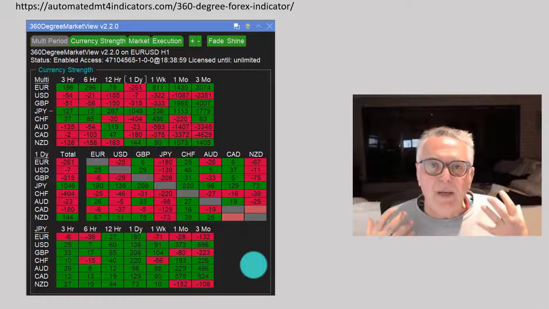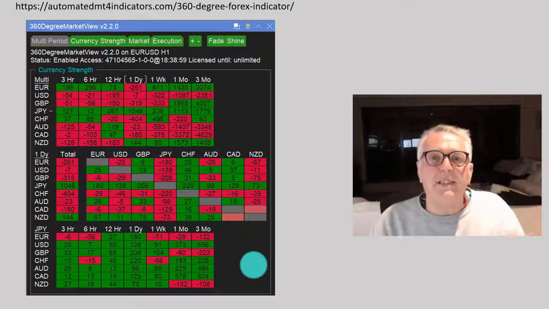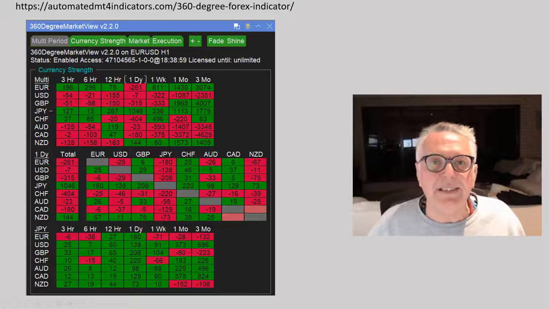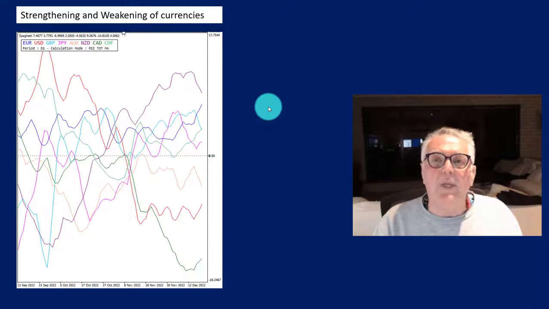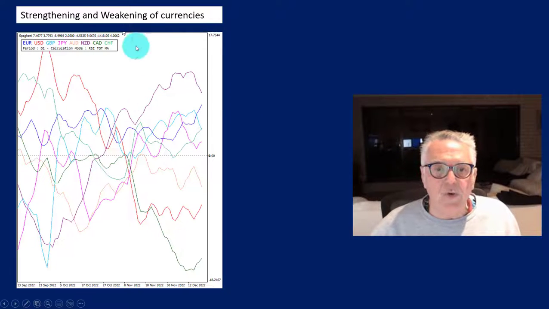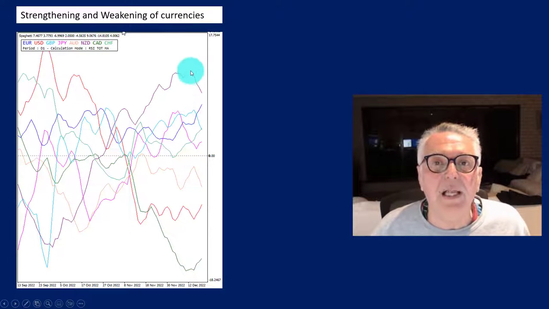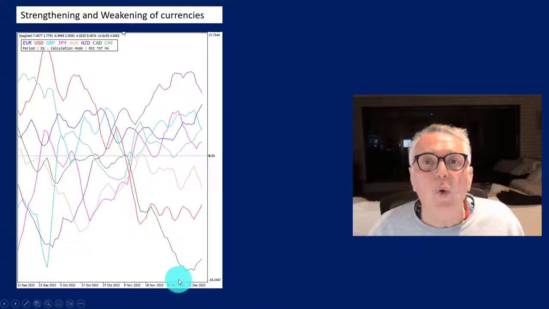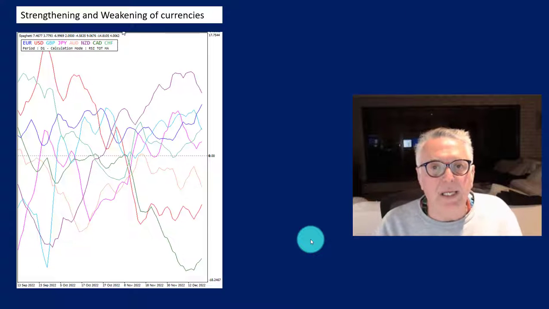So that's where the spaghetti indicator really adds value, because it is a visual presentation of what you're seeing in this table. Let's go and have a look at the spaghetti indicator. The spaghetti indicator measures the strength and weakness of currencies, and there you can see it. It has a zero line over there. All the currencies above the zero line are strengthening currencies, and all of the ones below it are weakening currencies. So it's very quick to see which are the strengthening ones and which are the weakening ones.